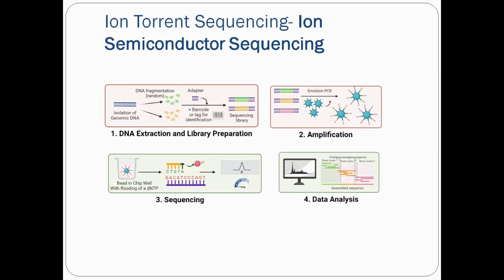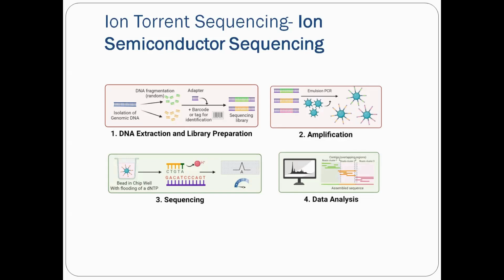So the amplified beads are then loaded into microwells on the semiconductor chip. The way we studied the flow cell in case of Illumina, here the platform where all this reaction and sequencing will take place is a semiconductor chip, and each well on the semiconductor chip will hold a single bead.